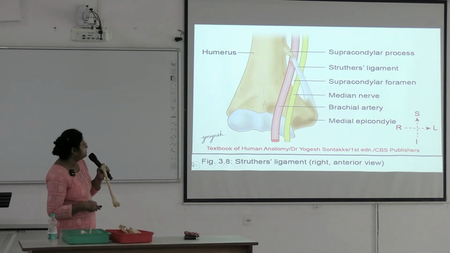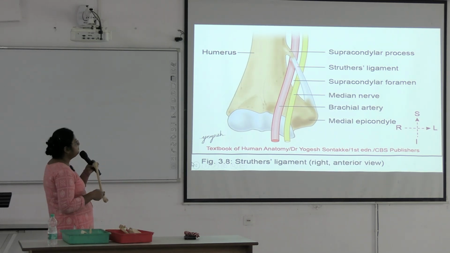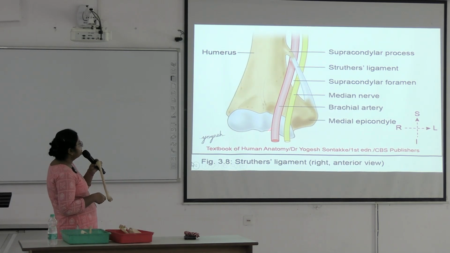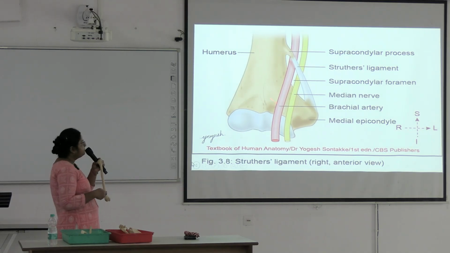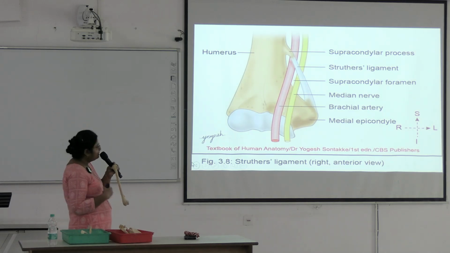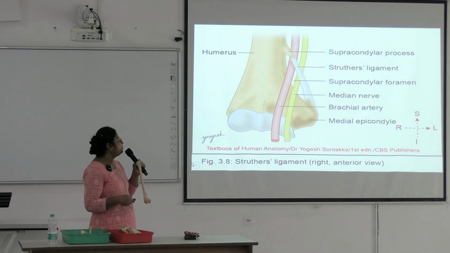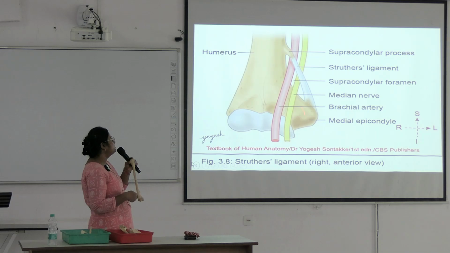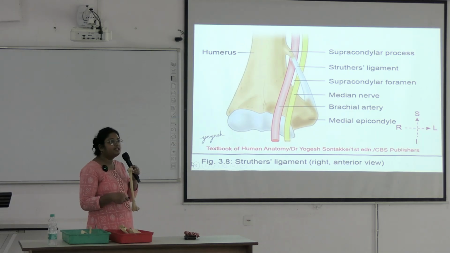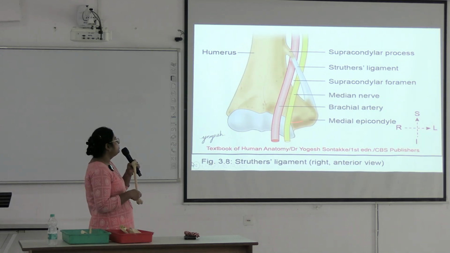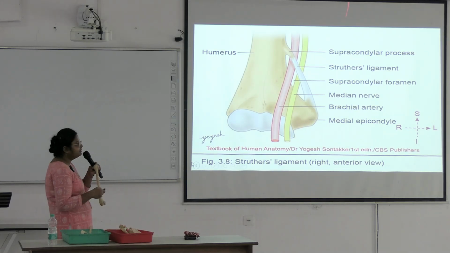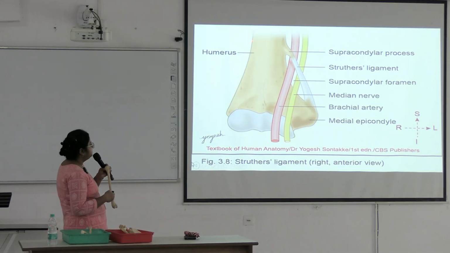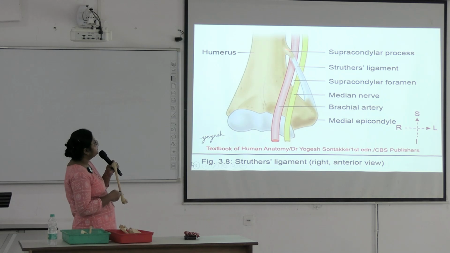It is not frequently present, and if present, it encloses this brachial artery and this median nerve between the humerus and this ligament. So, if it is present, there is risk of compression over these two structures. If the opening is not much, during expansion of the artery, it may be compressed between this ligament and the bone.